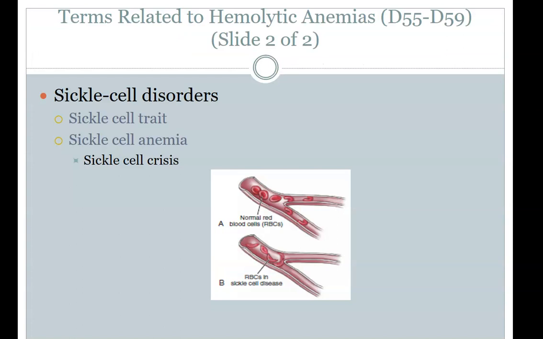All right, terms related to hemolytic anemias. Sickle cell trait is a condition where an individual has one gene for normal hemoglobin and one for sickle hemoglobin. Those who have the trait do not exhibit symptoms of sickle cell disease. Sickle cell anemia is an inherited anemia characterized by crescent-shaped RBCs. This abnormality in morphology causes the RBCs to block small diameter capillaries, thereby decreasing the oxygen supply to the cells. A sickle cell crisis is an acute painful exacerbation of sickle cell anemia.